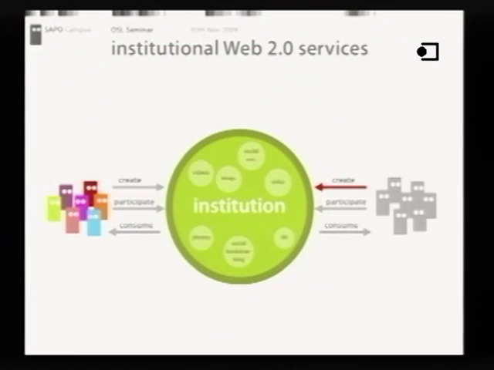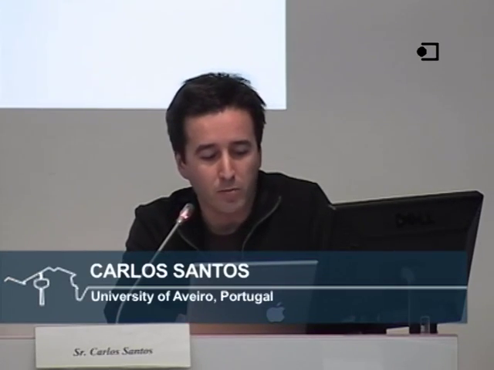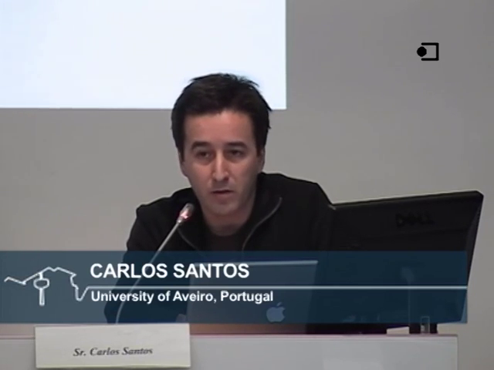This is the main idea of SAPO Campus. It's about providing services inside the institution, and when we are talking about services, we are talking about video sharing, photo sharing, wikis, blogs, social bookmarking, instant messaging, and also some social networking facilities. And the idea is that inside our institution, the people, the colored people, they are on that side of the picture, and they are able to freely create, participate, and consume these kinds of services.